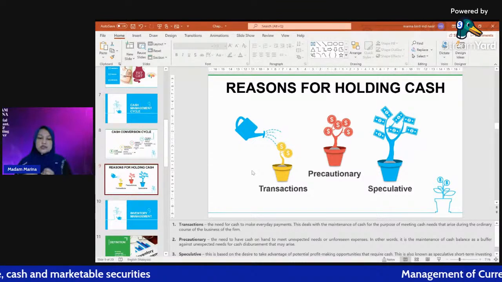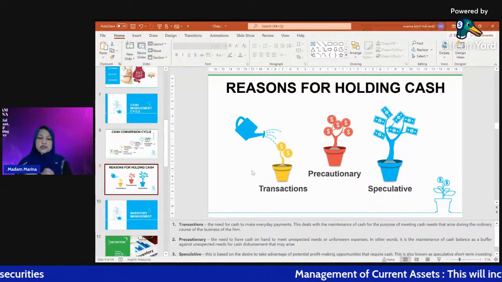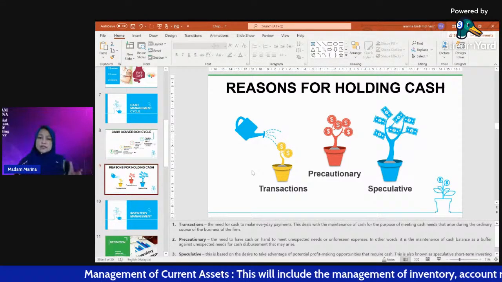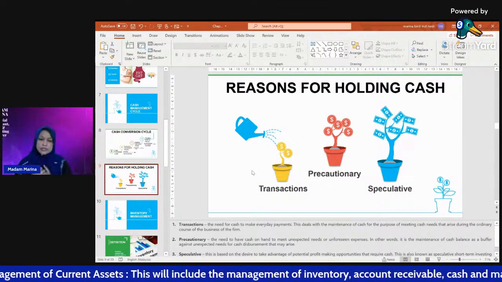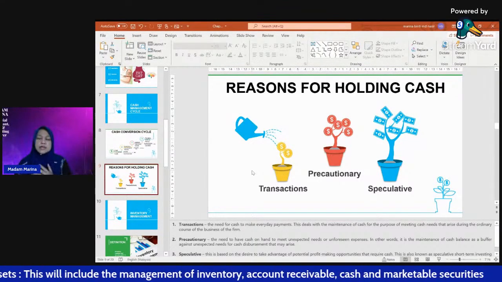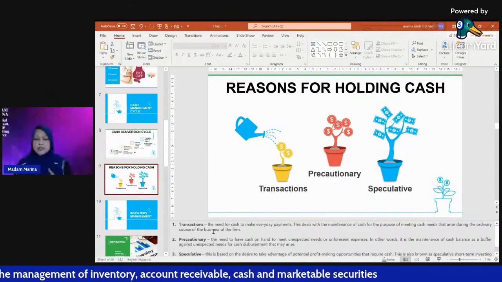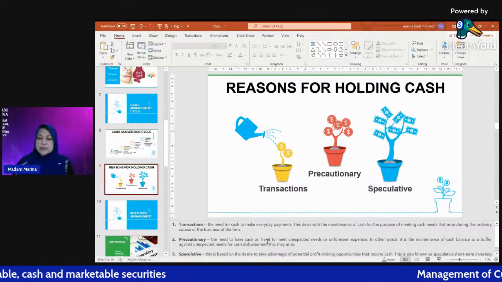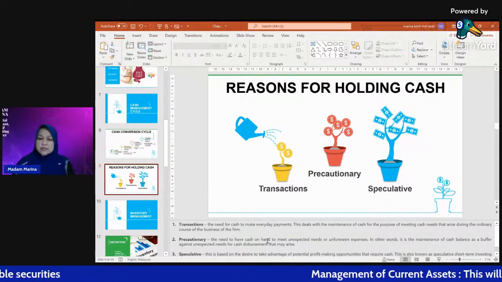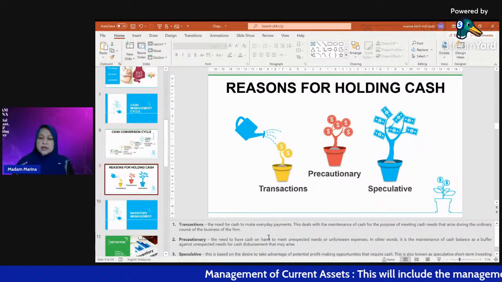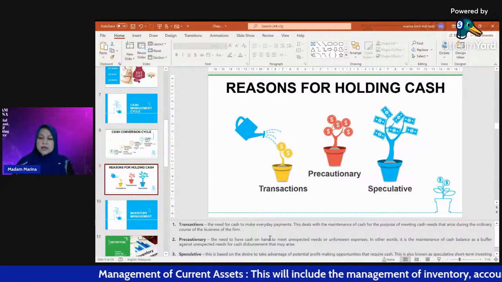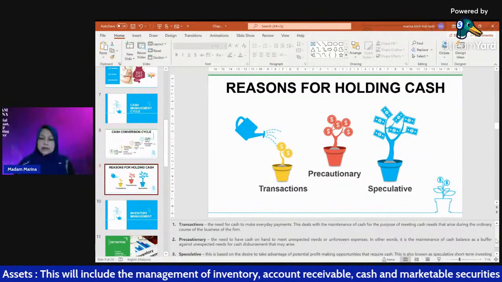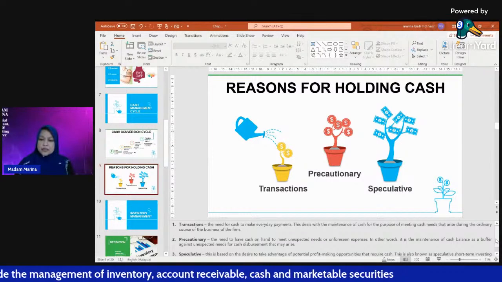When you want to sell something, or when I want to buy something, we need cash for that transaction. In the daily business operation, we need cash. That's the reason for holding cash. The second one is precautionary balance: the need to have cash on hand to meet unexpected needs or unforeseen expenses. In other words, it is maintenance of a cash balance as a buffer against unexpected needs for cash disbursement that may arise. This is for unforeseen expenses, unexpected needs.